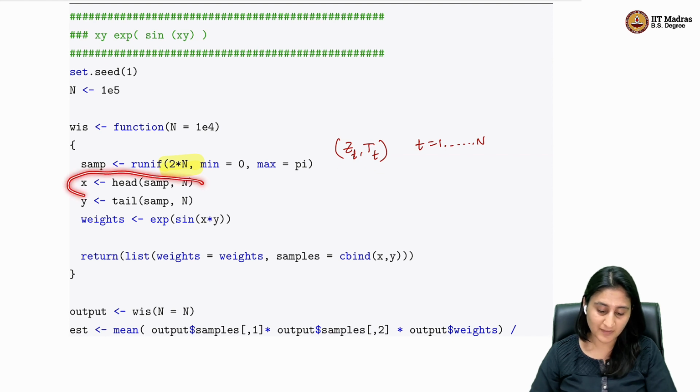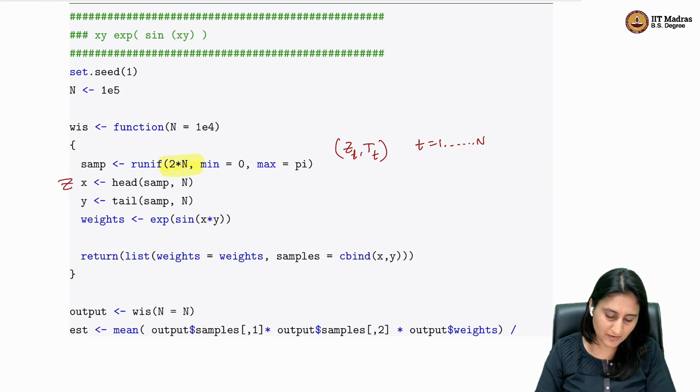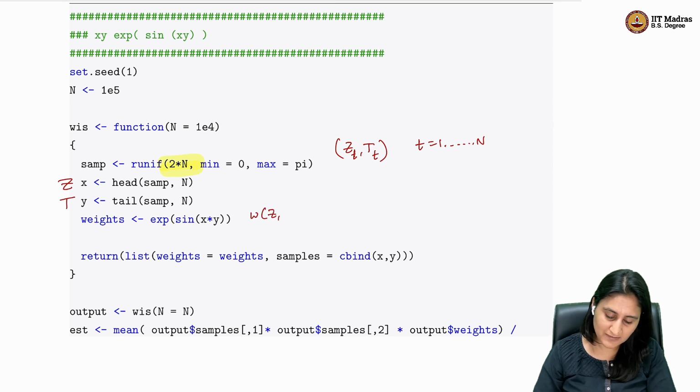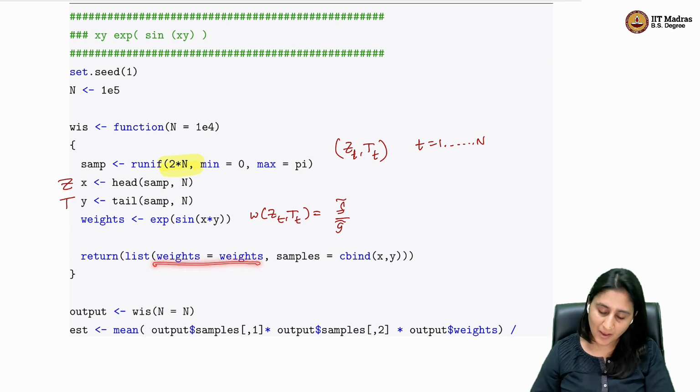So the first N, the head of the sample, the first capital N, I give to x, which is essentially my z, and then the last N I give to the second component, which is essentially my y. What I'm going to return is the weights, W tilde, which is F tilde by G tilde of the corresponding Z_t, T_t, which is just e to the power sine xy. I return the weights and also the samples themselves, x comma y, the tuple.